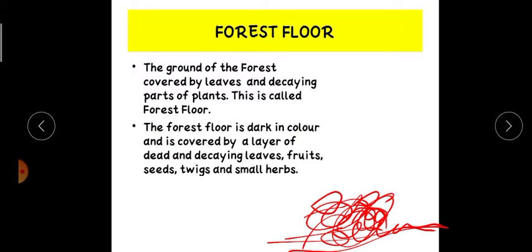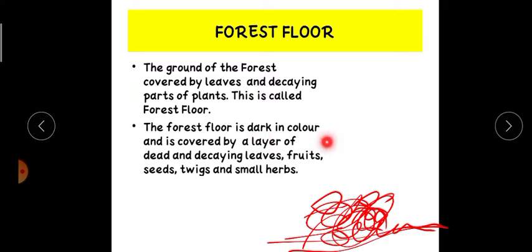The forest floor is very dark in color. If you look at the floor, you will see that it is very dark and is covered by a layer of dead and decaying leaves, fruits, seeds, twigs and small herbs. The forest floor is not as vibrant in color as the crown or the canopy. Decaying leaves, dead leaves, fallen fruits, seeds, twigs and small herbs are all there. It is very essential.